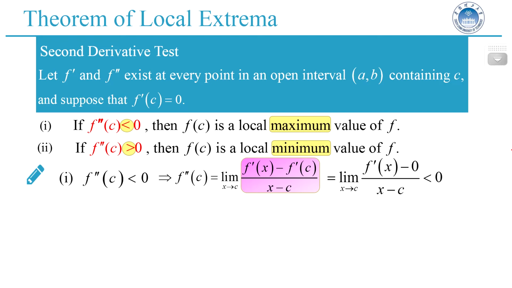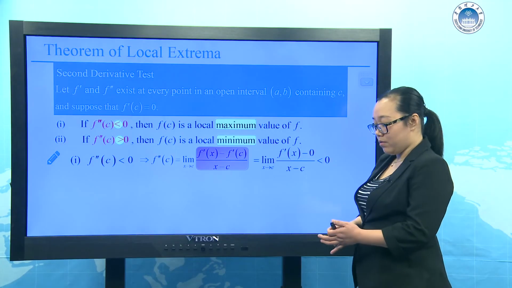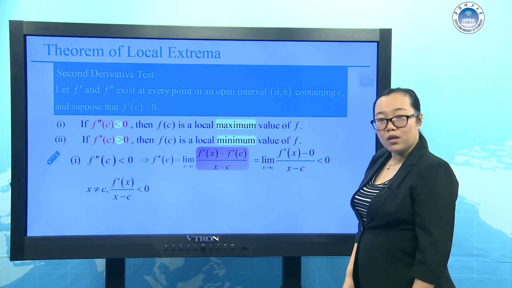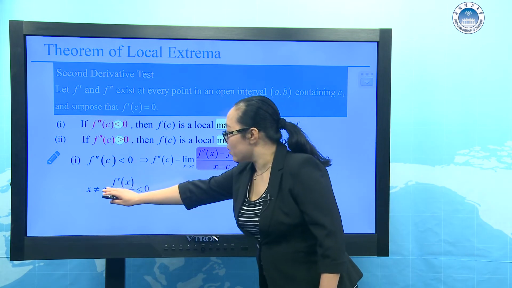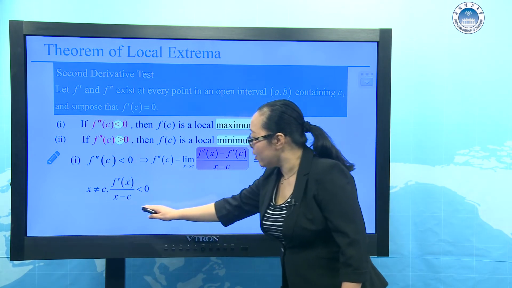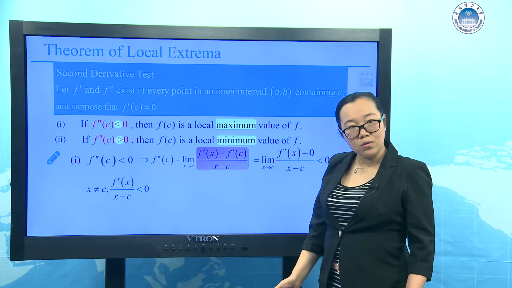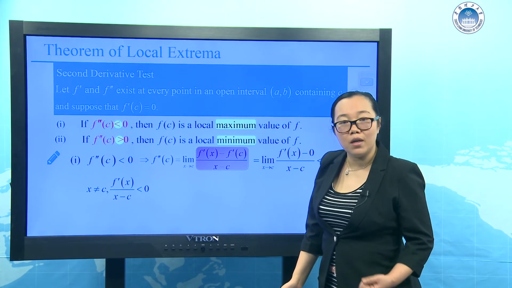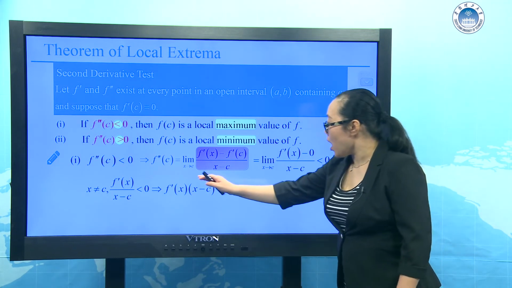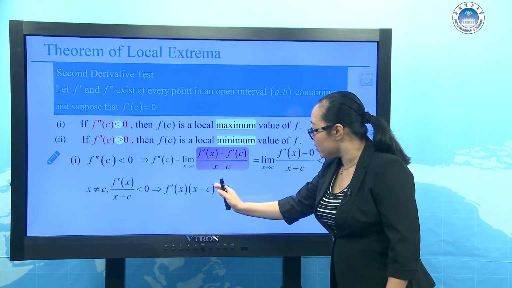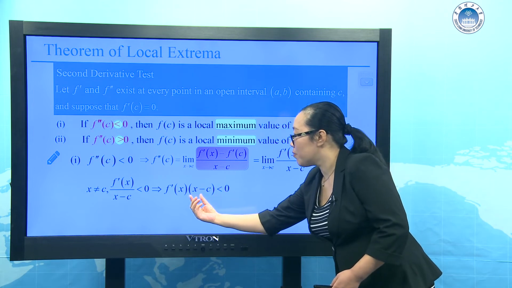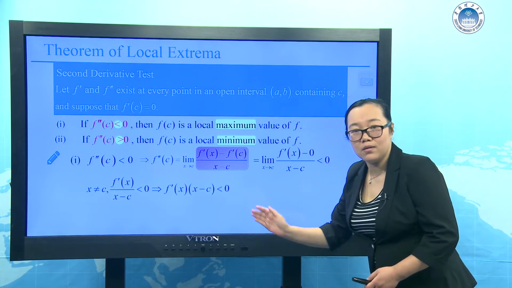Why? The given condition says C is our stationary point, so f prime C is 0, giving f prime x minus 0 over x minus C. The given condition says this is less than 0. If x doesn't equal C, the corresponding expression is less than 0. According to the meaning of limit, we can get that f prime x times x minus C, the product of the two terms, is less than 0.